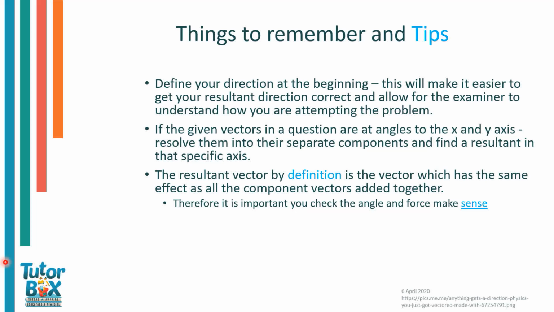So a resultant vector by definition is the vector which has the same effect as all the component vectors added together, which makes sense. You don't want to be getting an answer that doesn't actually mean what the picture means in the first place. So just a tip here is to check the angle and the force makes sense. If all your angles are acting to the right of the Cartesian plane, but your answer says left, something may be a bit wrong.